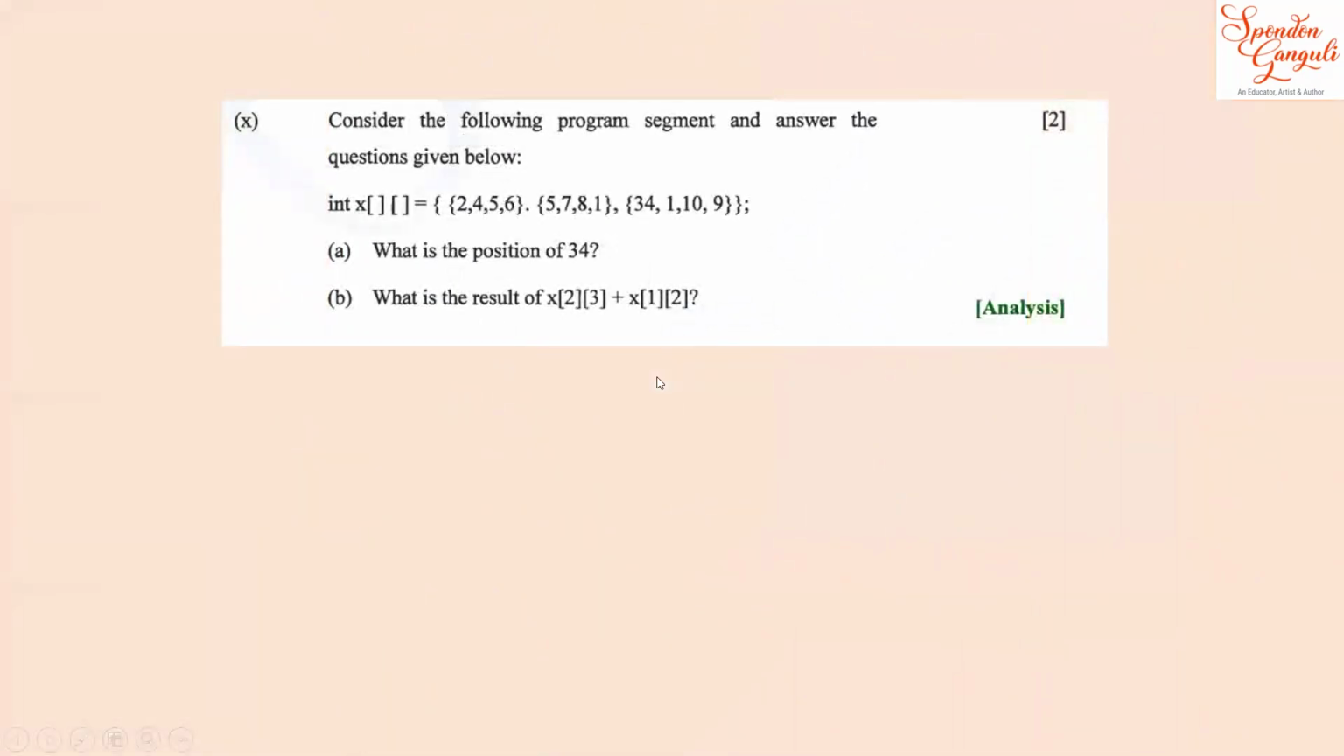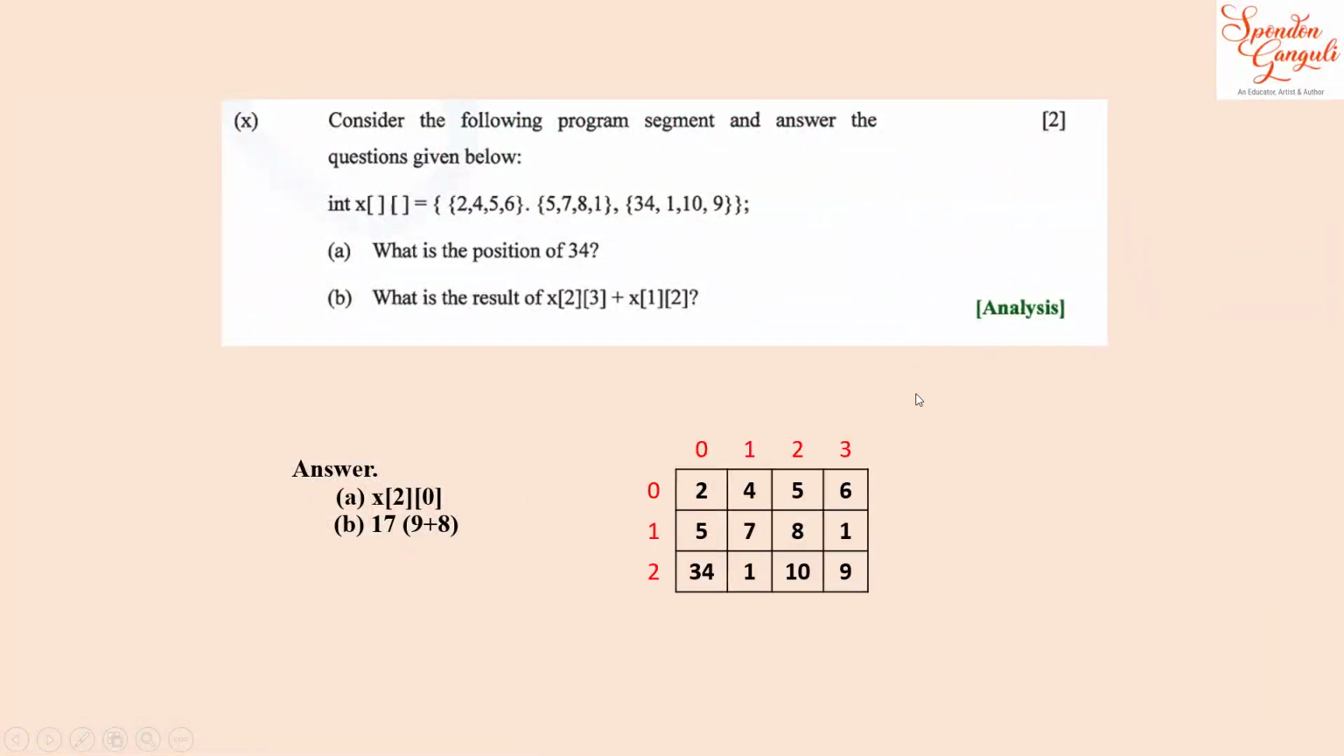Now the last question of part of question 2. Consider the following segment and give the output. What is the position of 34 in this array? You can see this is a two-dimensional array. And we also have to get the result of x[2][3] plus x[1][2]. Let us see. It is 2, 0 for 34. And it is 79 plus 8. Let us see how it is happening.